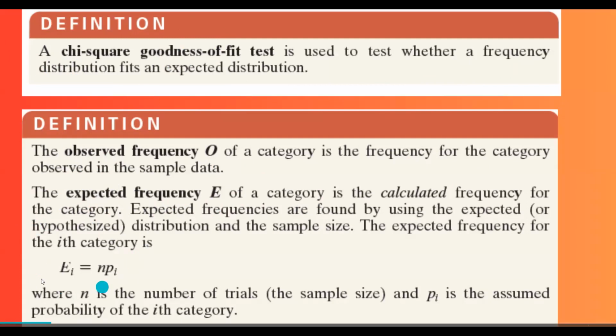What we're going to do is multiply N by P. What is N? N is basically the sample size, and P is the relative frequency, or just the probability that you have.